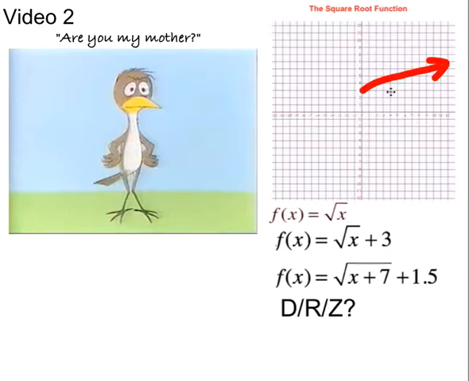And then with this one, right, if we go back to the original, if we said plus 7, and that's under the radical sign, so that's in the radicand, so that's going to be left 7, and then up plus 1.5 on the outside. So we got left 7, and then up 1.5. That's pretty much going to be what our graph is going to look like. And the second part of your challenge in this video is to find the domain, range, and zeros of this function right here.